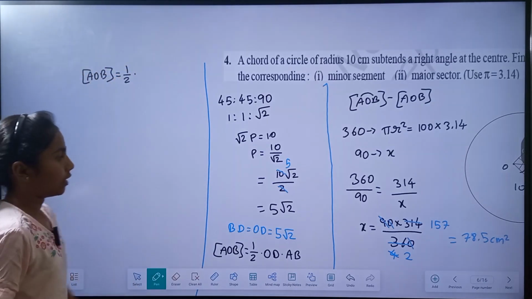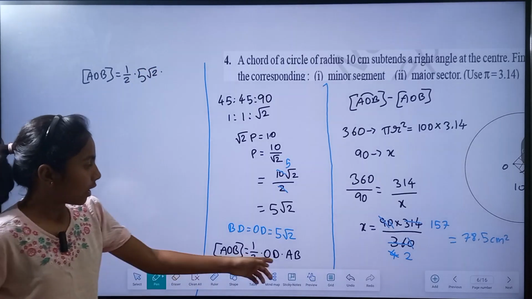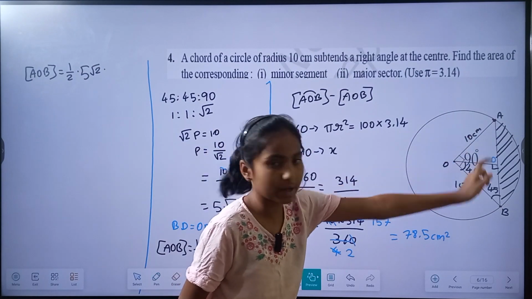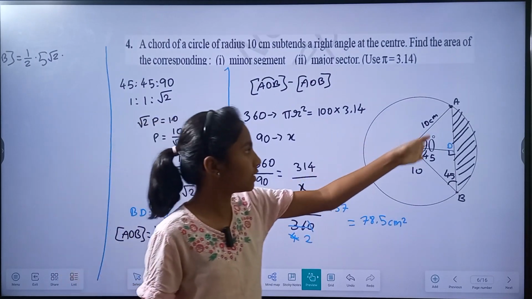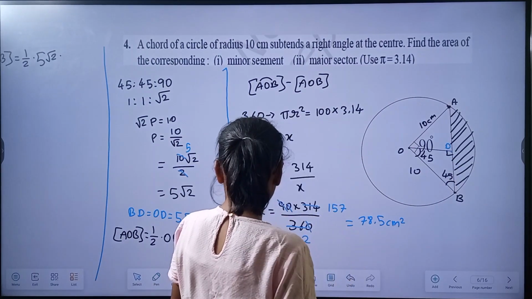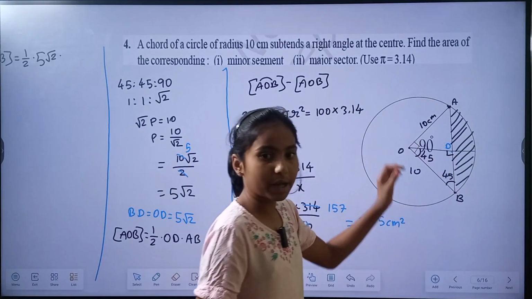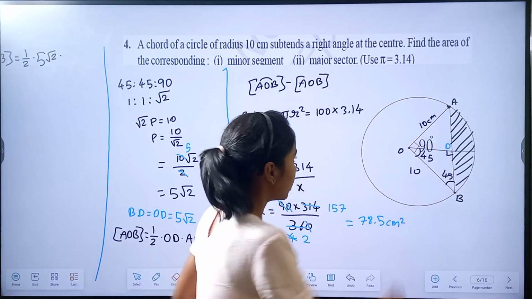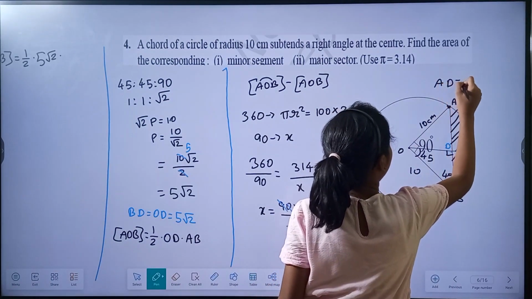Half into OD equal to 5 root 2, into AB. AB is also equal to AD plus BD. Since this is the radius, if we extend this from D, it will become a radius, and AB is a chord. The radius is a perpendicular bisector of the chord. So D is midpoint of AB, which means AD equal to BD.